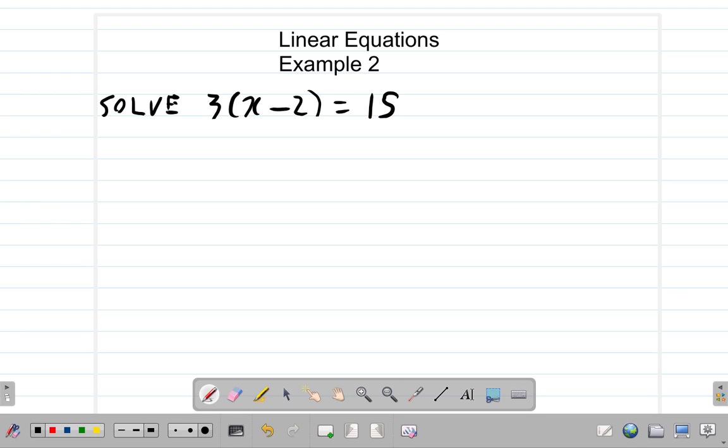Alright, you pause the video and you solve it. Now, let's look at it. 3 times x minus 2 is equal to 15. When it says solve, it means you must find out what x is equal to. Alright? You have different approaches you could take to this. One thing you could do is to multiply 3 by what is in the bracket. In other words, you expand the bracket. So let's look at that.